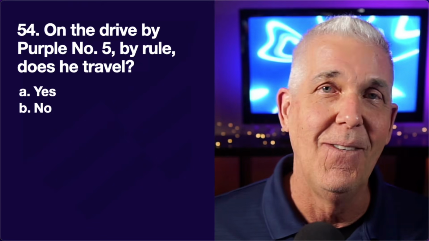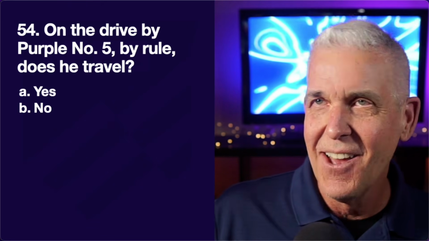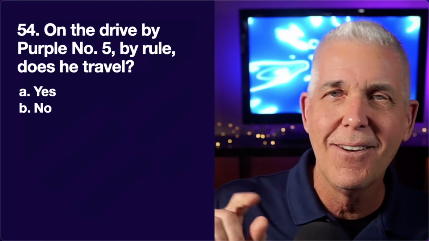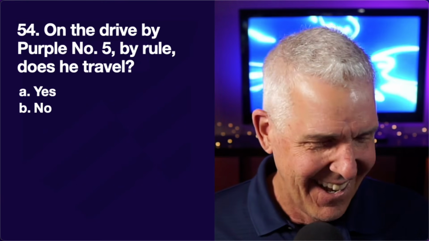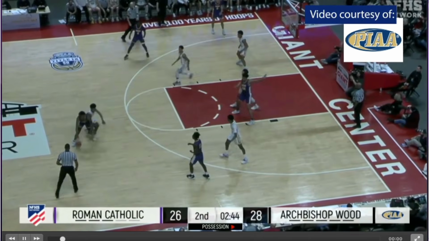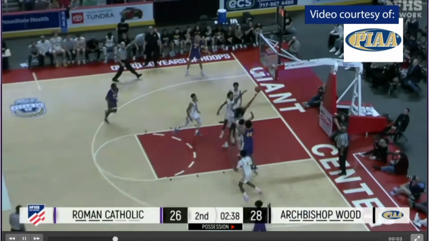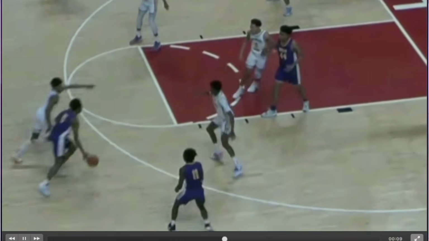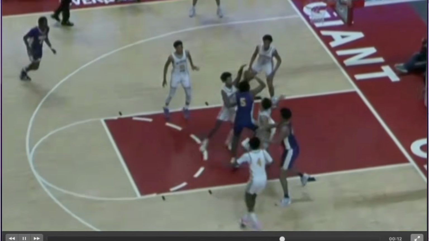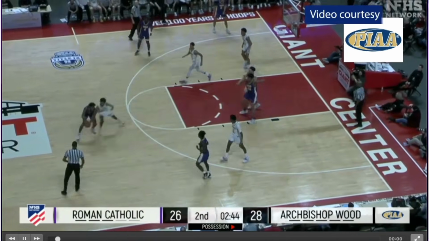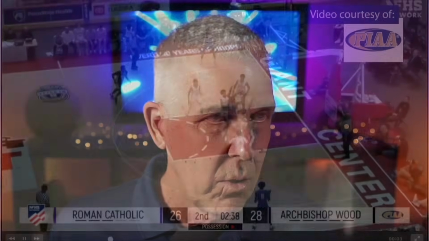Yes or no? Oh, this is my favorite question. 14 words. My favorite. All right, let's take a look at this play. Does this player travel? They are dribbling. They pick up the ball. Then, with one foot on the floor, step and return that foot to the floor. Right? Left foot was the pivot when they picked up the ball. This is a traveling violation by rule. Pretty straightforward. We like straightforward questions.